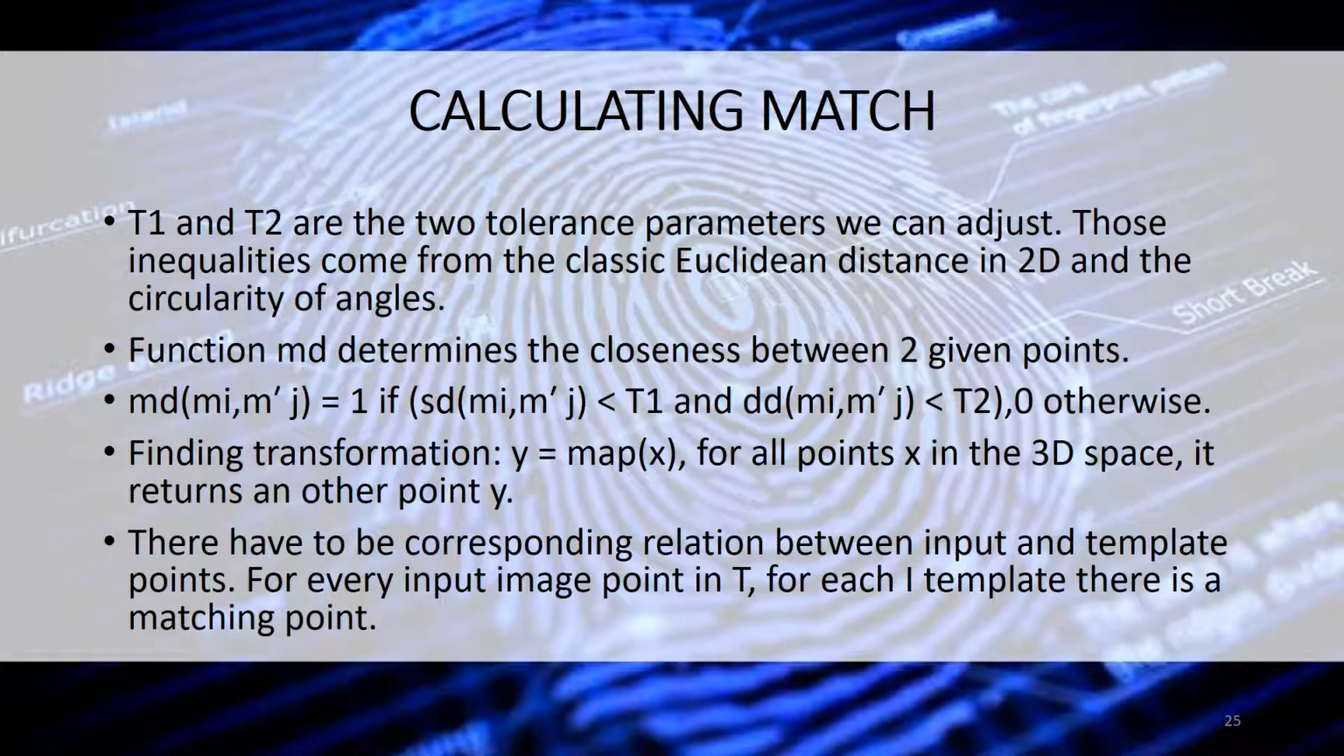The T1 and T2 found in the previous formulas are the two tolerance parameters that we can adjust. Those inequalities come from the classic Euclidean distance in 2D and the circularity of angles. The function MD determines the closeness between the two given points.